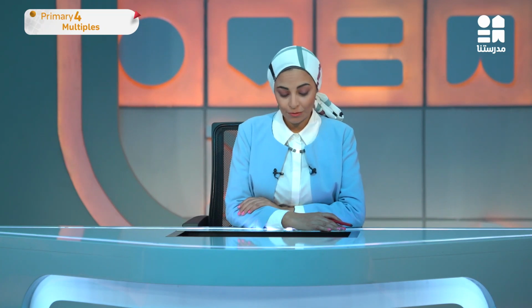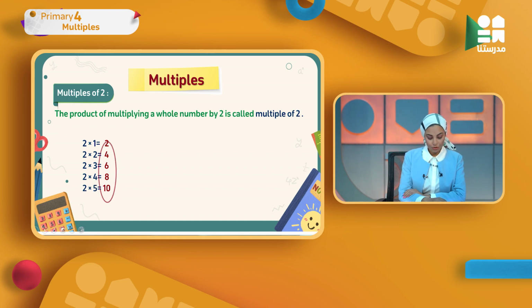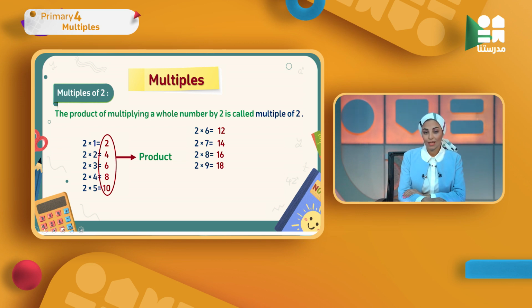Let's write table 2 all together. Do you remember table 2? Let's say it all together. 2 times 1 equals 2. 2 times 2 equals 4. 2 times 3 equals 6. 2 times 4 equals 8. 2 times 5 equals 10. 2 times 6 equals 12. 2 times 7 equals 14. 2 times 8 equals 16. 2 times 9 equals 18. 2 times 10 equals 20. And 2 times 11 equals 22.